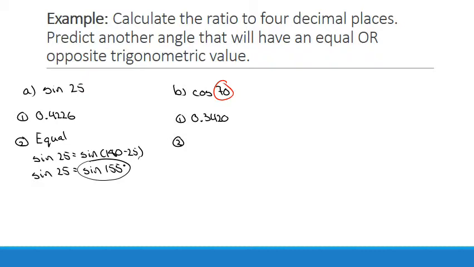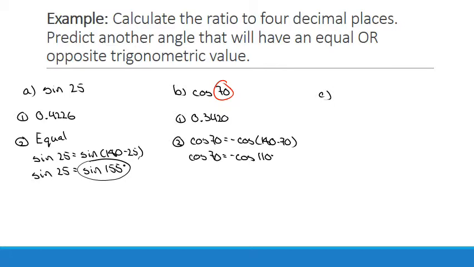I know that the obtuse angle is going to have an opposite value. We can write this out: cos 70 is equal to negative cos of 180 minus 70. I got that from our previous slide. So cos 70 is equal to negative cos 110. Perfect.